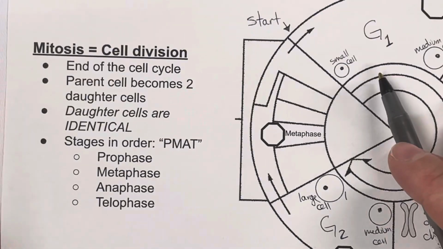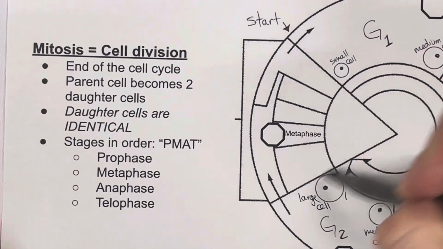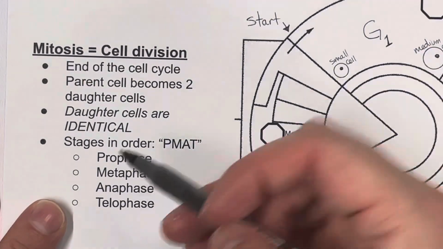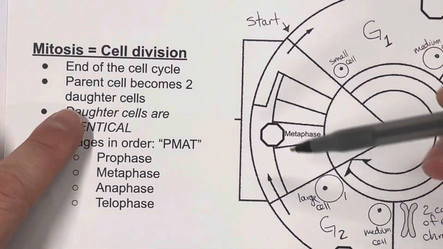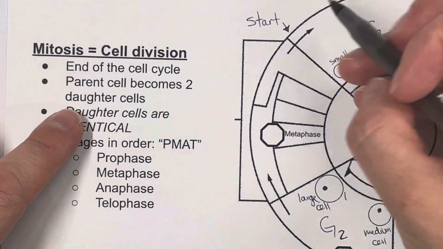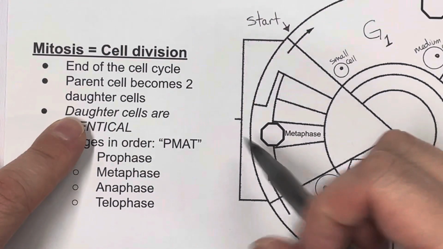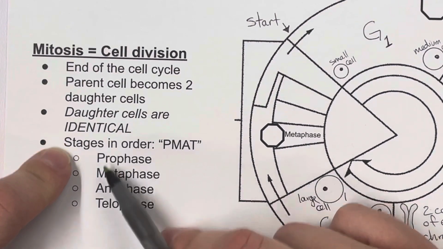Mitosis is the cell division. This whole piece of the pie is all mitosis. The end of the cell cycle is mitosis. 1 parent cell will become 2 daughter cells. So you'll end up with 2 of those small cells at the end of this. The daughter cells are identical genetically in every way possible.